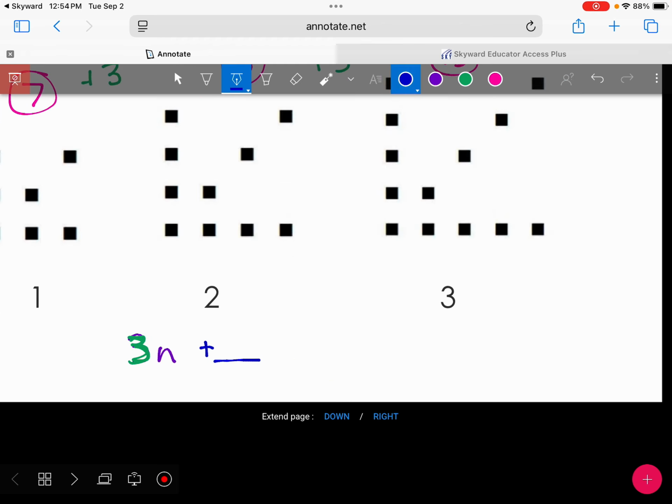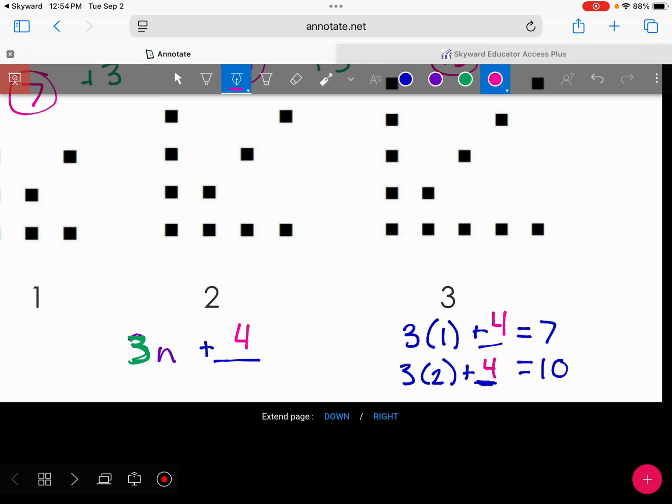I know that 3 for pattern 1 plus something is going to give us 7. 3 for pattern number 2 plus something should give us 10. What needs to go in that blank to work for both of them? 4. 3 times 1 plus 4 gives me 7. 3 times 2, which is 6, plus 4 gives me 10. So 3 times whatever our pattern number is, plus 4.